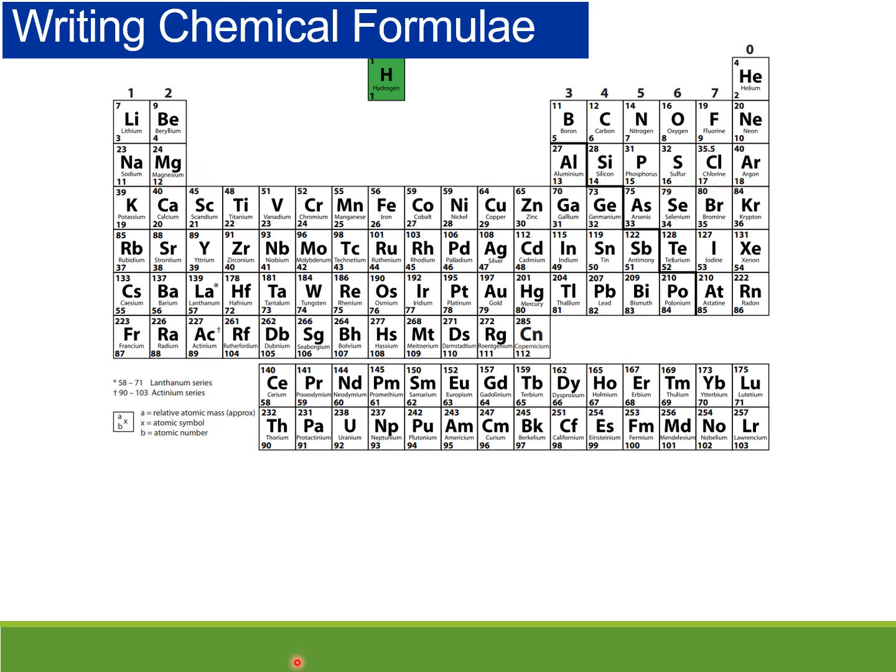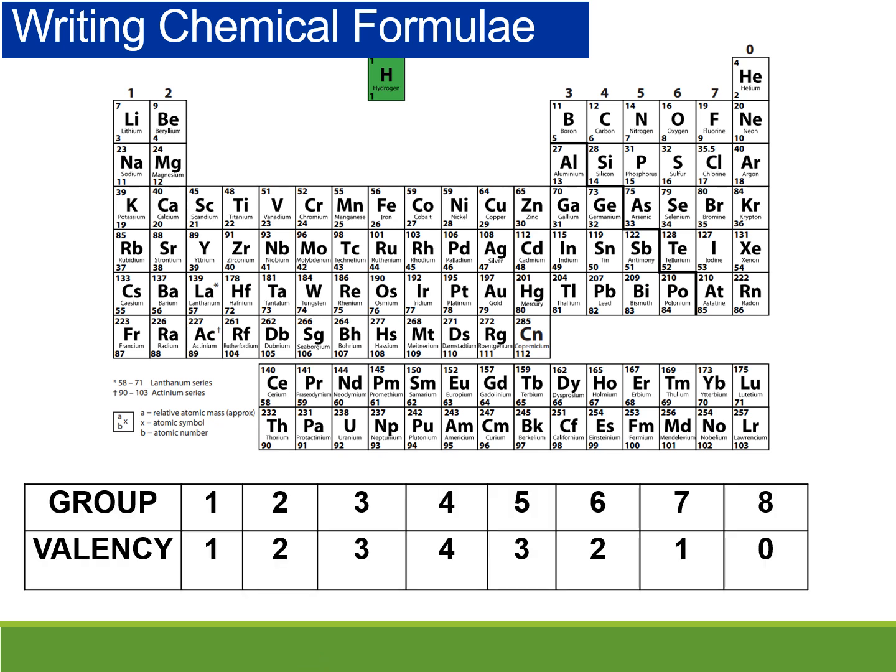So what we're going to learn is a new phrase called valency. And valency is linked to the number of electrons an atom wants to lose or gain. So you'll see group 1 has a valency of 1, group 2 a valency of 2, group 3 a valency of 3, group 4 a valency of 4. Watch now, because group 5 has a valency of 3 because it wants to gain 3 electrons. Group 6 has a valency of 2, and group 7 has a valency of 1. You're going to need to know these valencies whenever you do your chemical formulae.